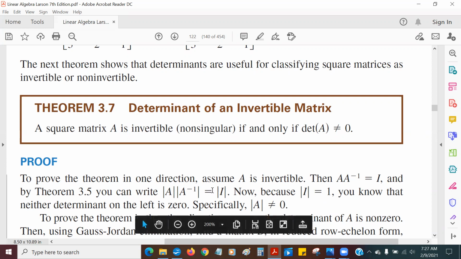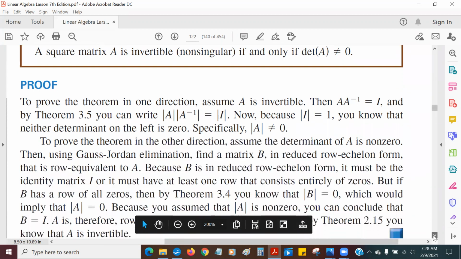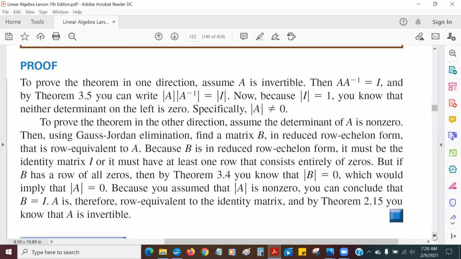Now this is an if and only if proof, so I have to prove it in both directions. So I've shown that if A is invertible, then the determinant will not equal 0. As for the other direction, we can do that more just by thinking in words.